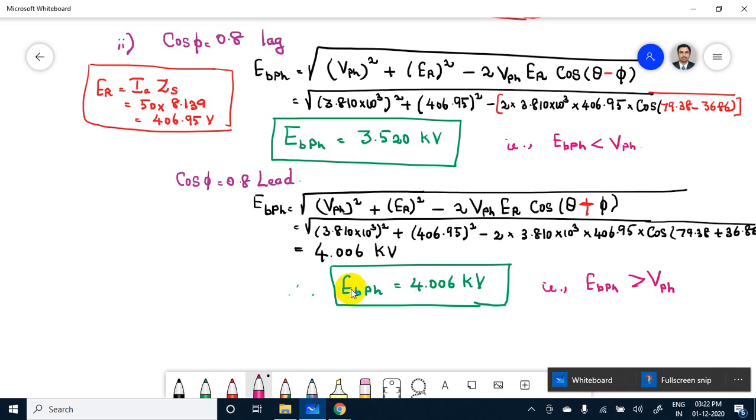So what do you understand from this? Because EB phase is less than V phase, the condition taking place in the machine is either under excitation, over excitation or critical excitation. Can anyone tell me which condition it will be? EB less than V comes under which condition? Is it over excitation or under excitation?